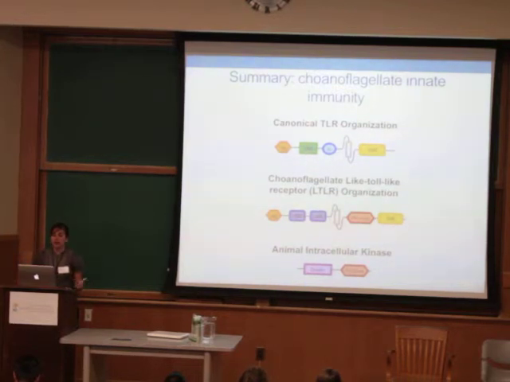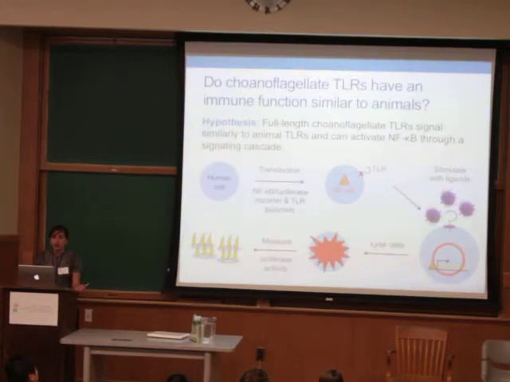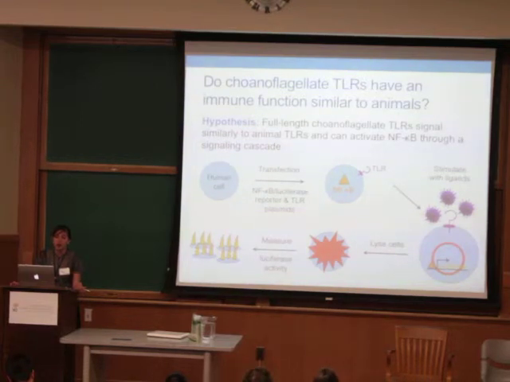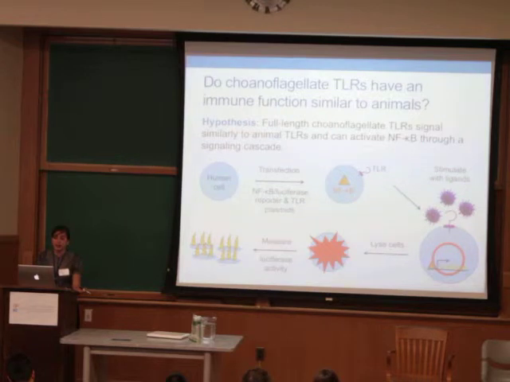So how can we find out if these choanoflagellate TLRs also have a role in immunity as opposed to some other ancestral function? If choanoflagellate TLRs do indeed have an immune function, one possibility is that they signal in a similar manner to animal TLRs and have the ability to activate the downstream transcription factor NF-kappa B through a signaling cascade. One way to test this is to use the NF-kappa B luciferase assay that the Barton lab on campus uses. So how does this assay work?